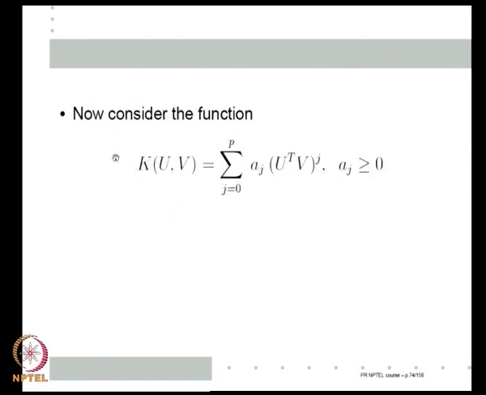that, suppose I have another function k(u, v) which is not just u transpose v to the power some one power, but the sum of a_j times u transpose v to the power j, where j are integers going from j equal to 0 to p. So, it is a0 plus a1 u transpose v plus a2 (u transpose v) square, a3 (u transpose v) cube and so on all the way up to ap (u transpose v) to the power p, where all the coefficients are non-negative.